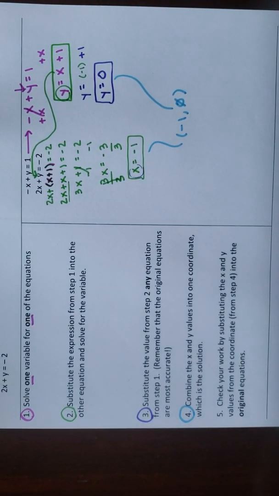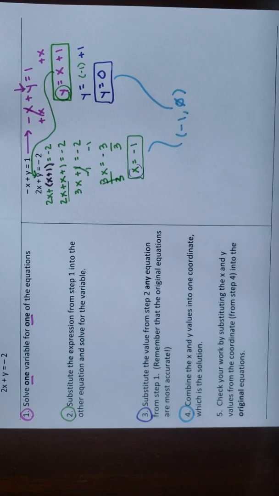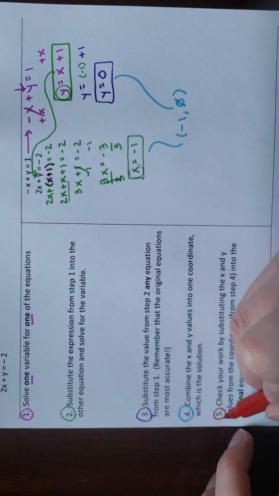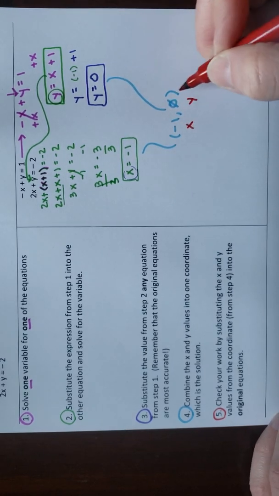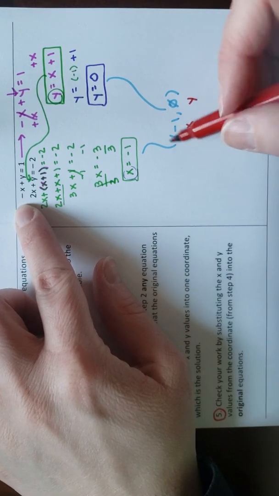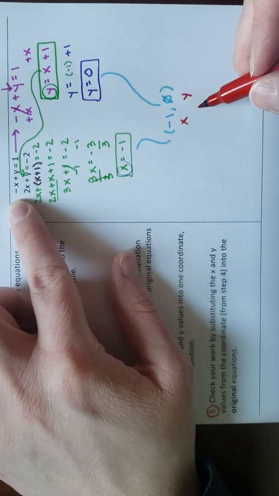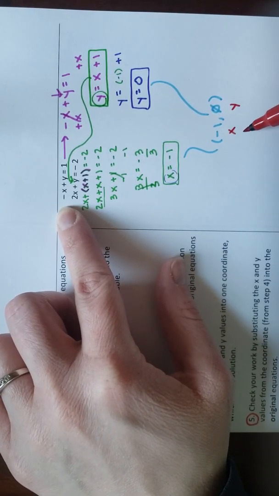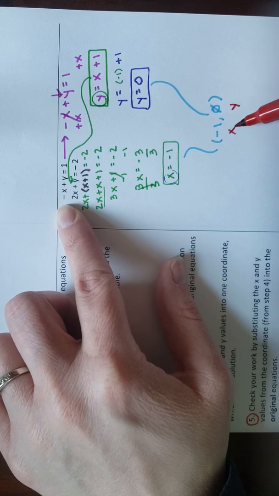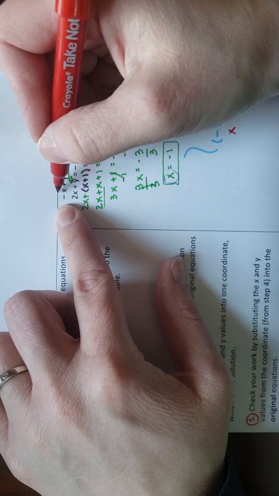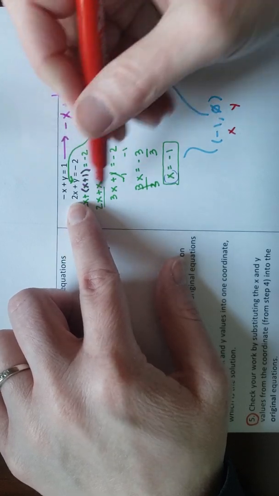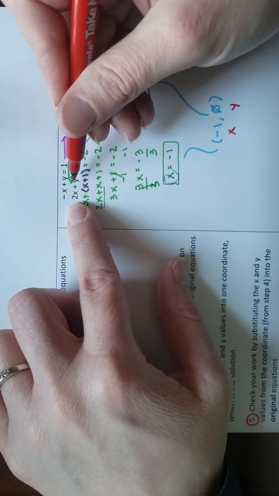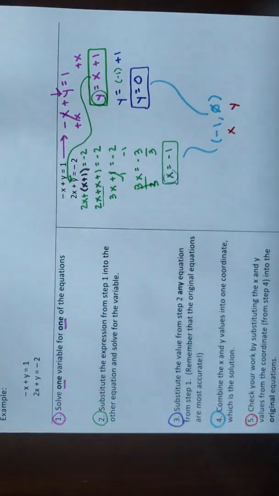Good. And then we check our work. So that means I should be able to sub in negative 1 for x and 0 for y. Well, I had negative x, so negative 1 is 1. 1 plus y, or 1 plus 0 is 1. 2 times negative 1 is negative 2, plus nothing is negative 2. It works.